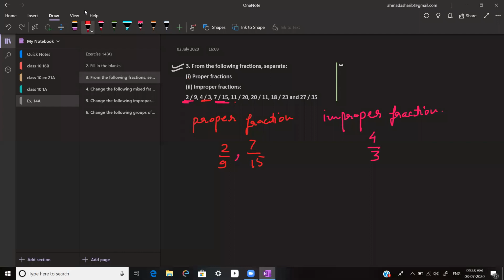Now tell me 11 upon 20. 11 upon 20. So 11 is lesser than 20. So this is proper. Very good. Now tell me 20 upon 11. 20 upon 11. Now 20 is greater. Okay, 20 is greater than 11. So 20 upon 11 is an improper fraction.